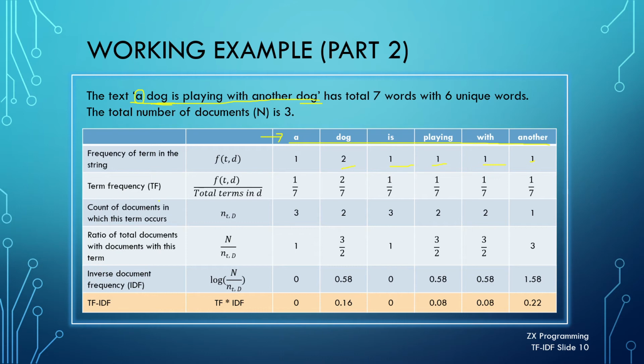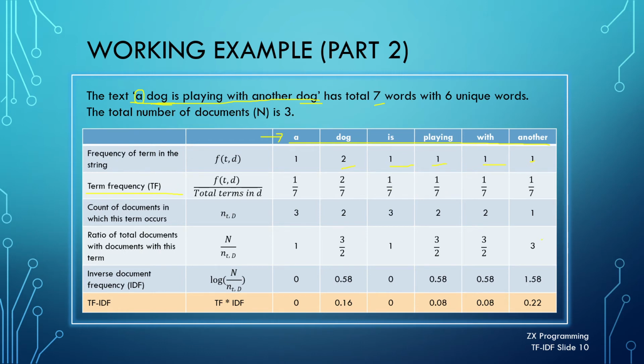Now we will calculate the relative frequency, which is also known as the term frequency or TF value. It is basically the frequency of the term divided by the total number of terms. Since there are 7 total terms in this string, we just divide this frequency by 7. So we get 1 by 7, 2 by 7, 1 by 7, and so on.